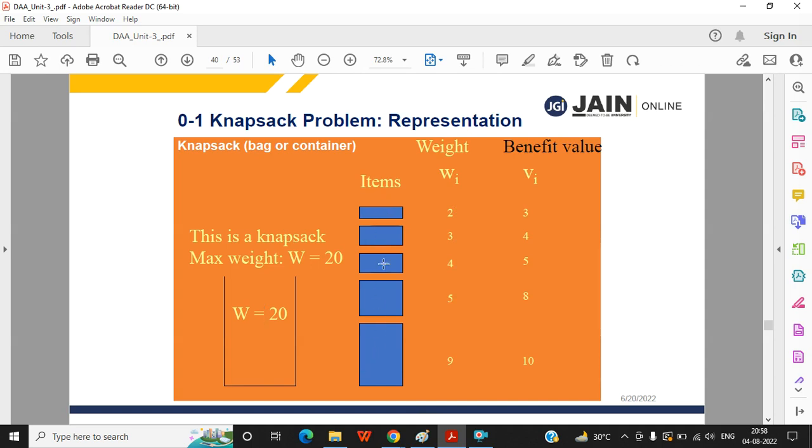They are showing the items. This is the biggest item. See, the weight of this item is 9 kg. So if the thief chooses this item and puts it inside the bag, then from 20 kg, 9 kg will be reserved.